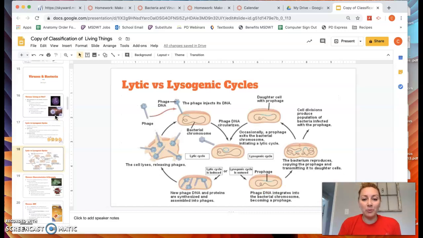So you can pause this image here and take a look at where, once the virus gets in there, how that's going to infect the cell based on whether it's going through the lytic cycle only. Remember, the lytic cycle does not make the DNA part of the cell's DNA, or the lysogenic cycle where the viral DNA does become part of the cell's DNA. So you can pause that and take a look at that.